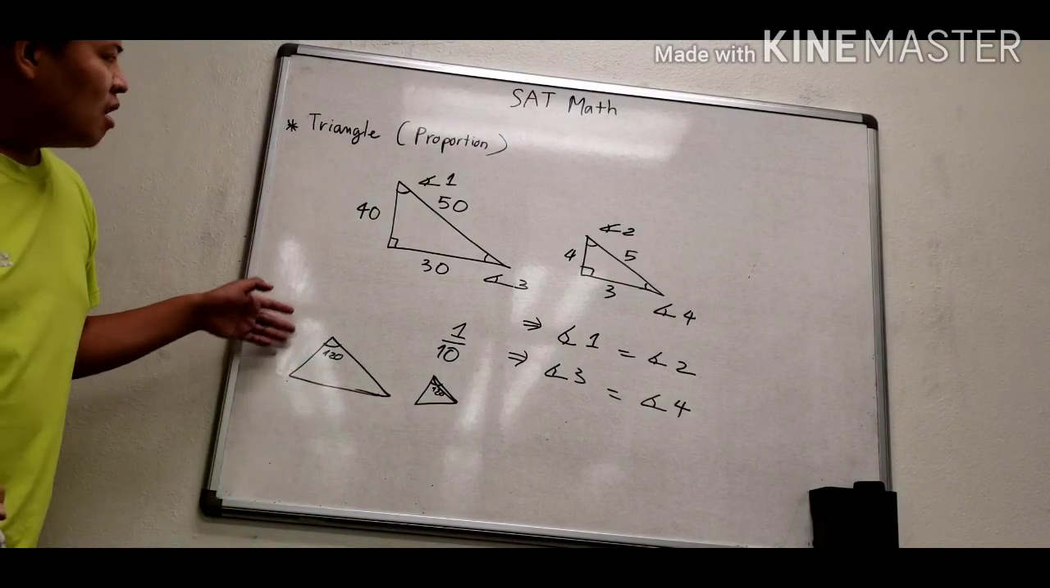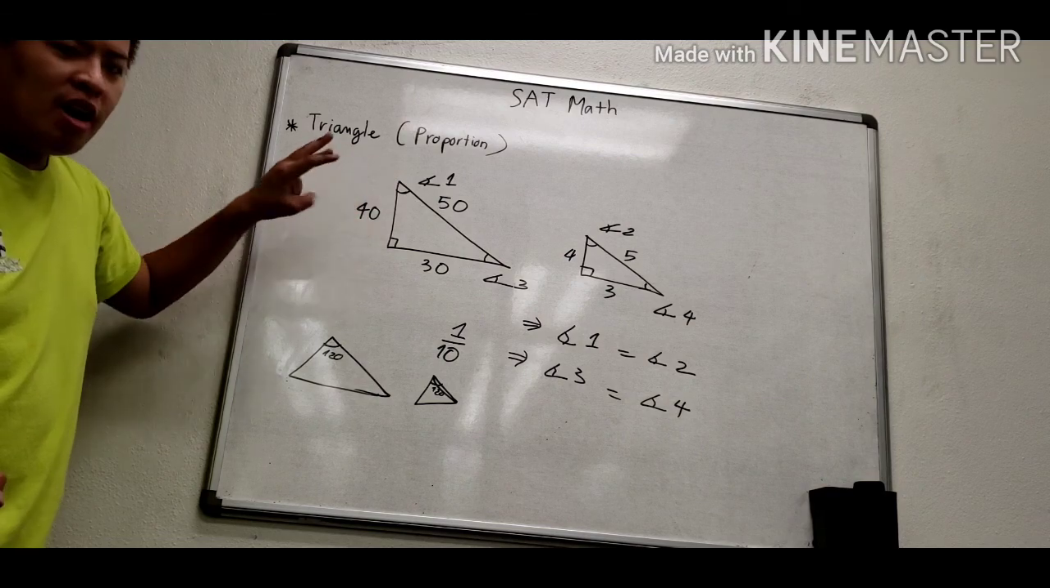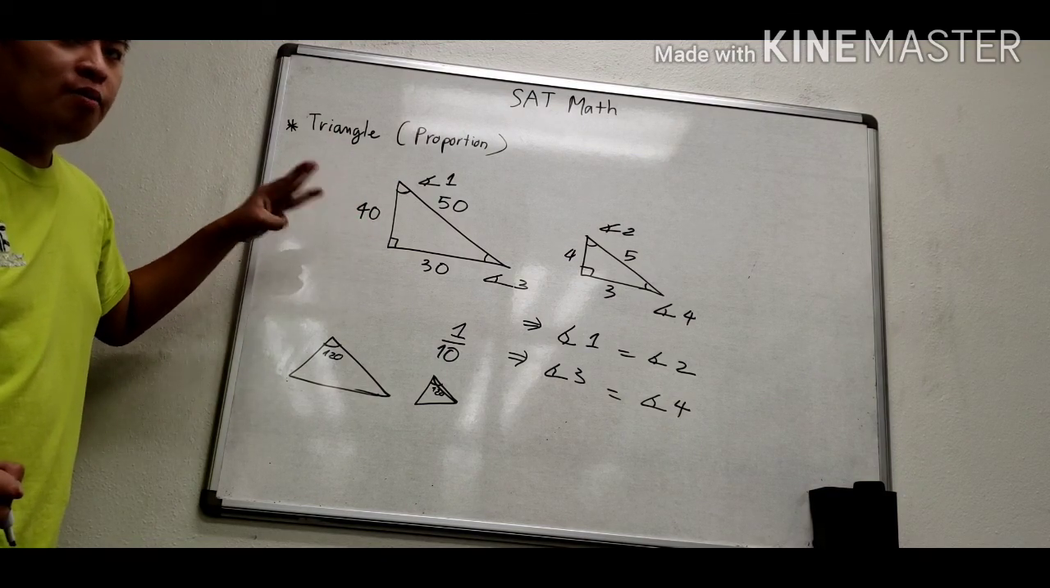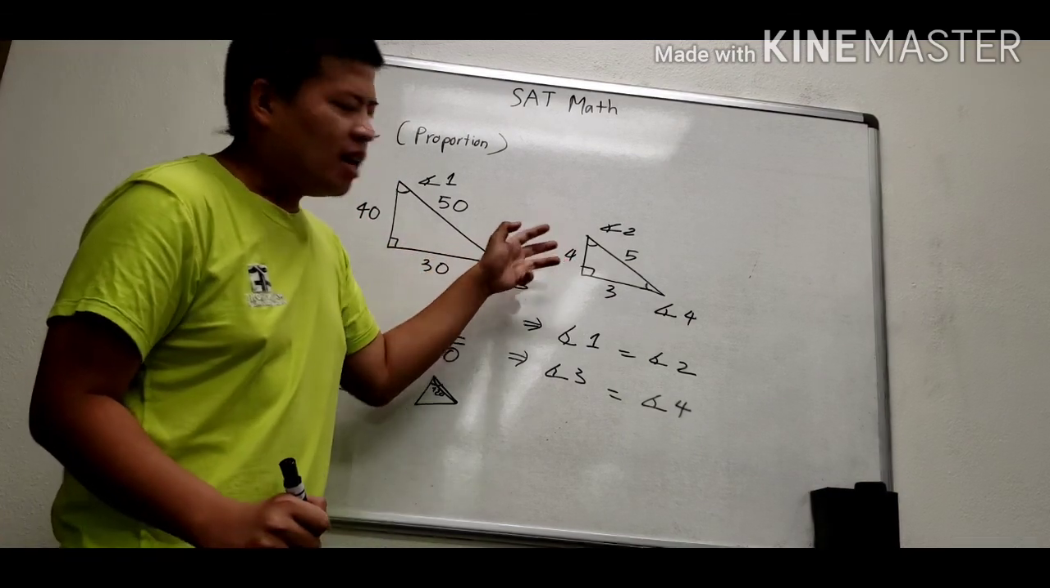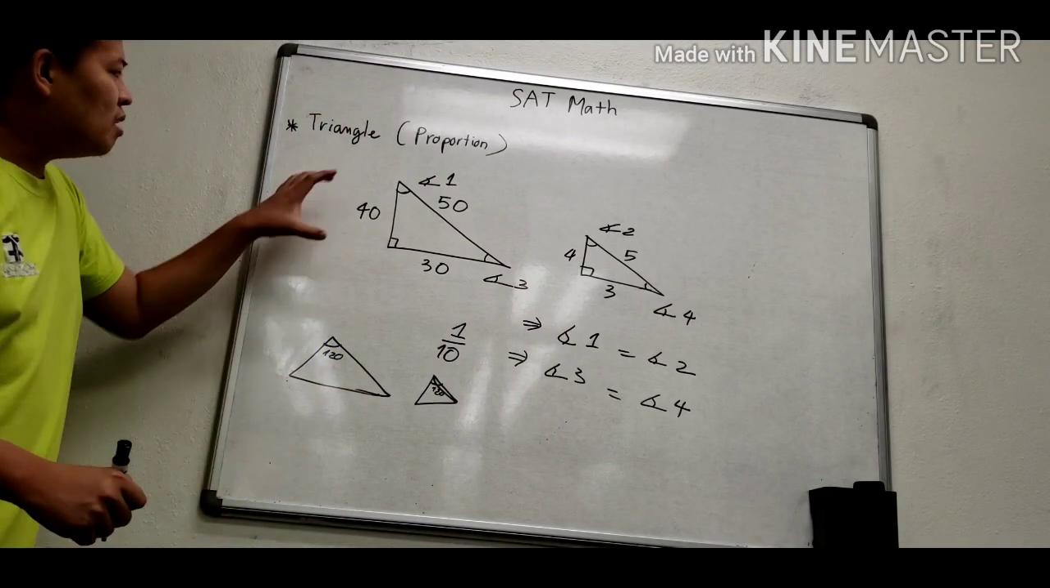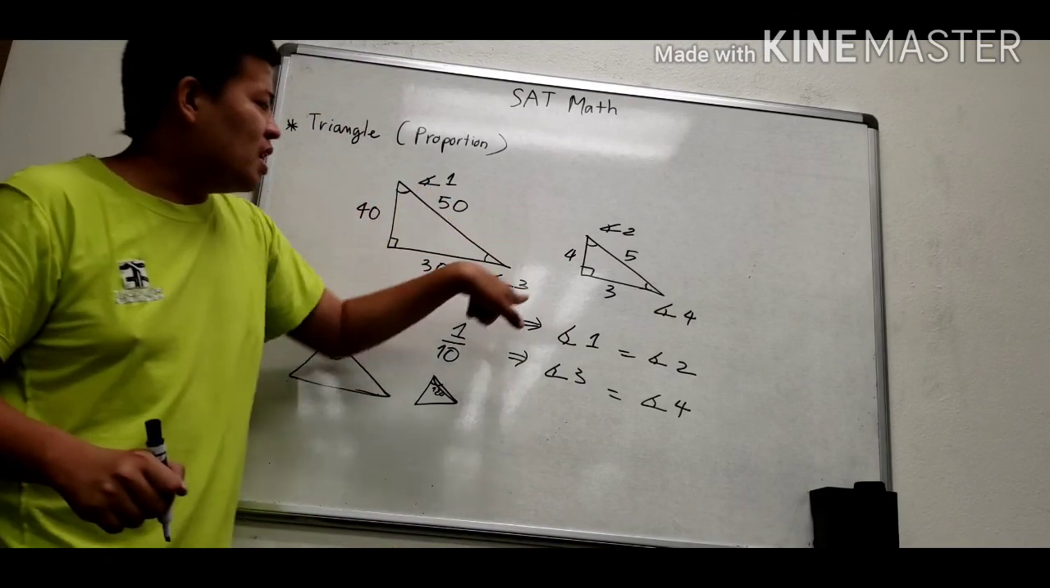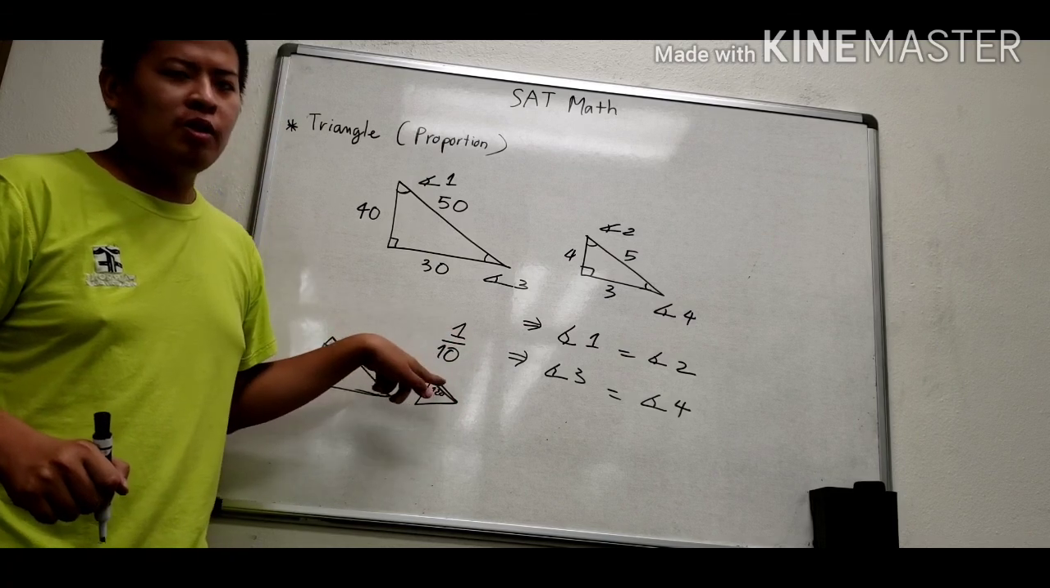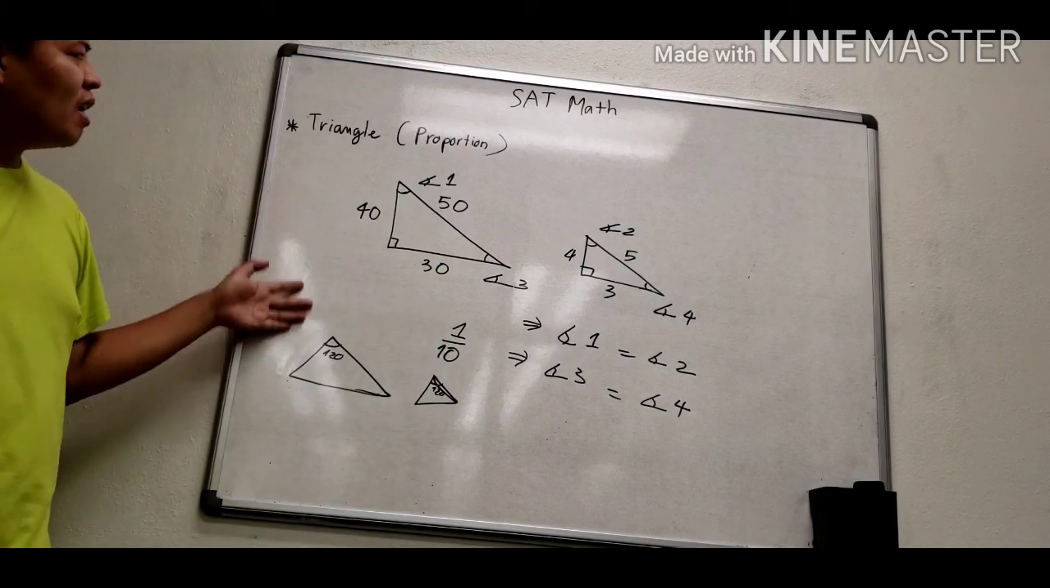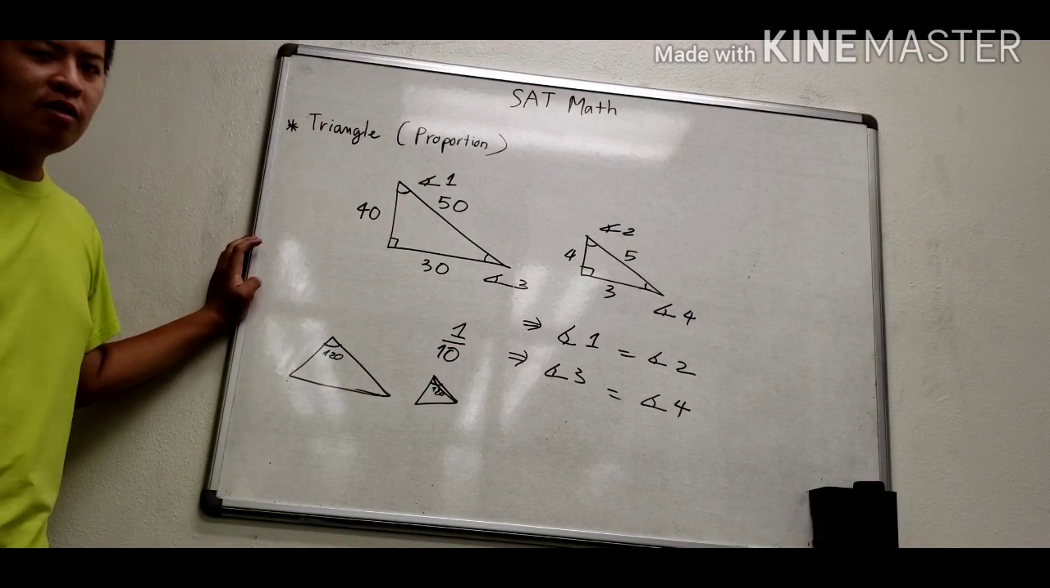So in the proportion, the 3 angles in the big triangle will have the same 3 angles in the small one, but the sides change based on the ratio or proportion. That's why we need to have the formula for this one.